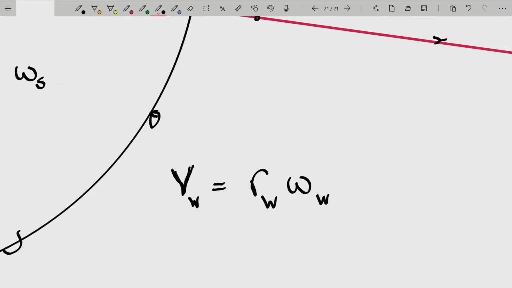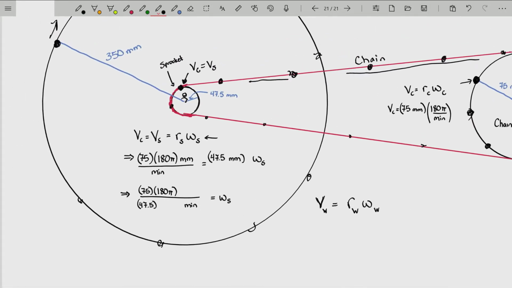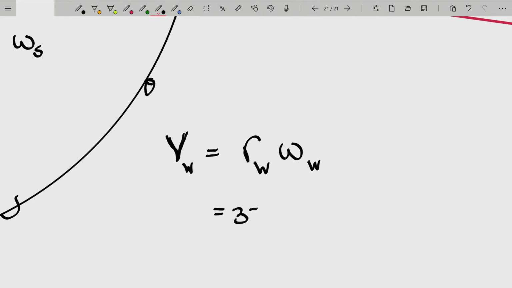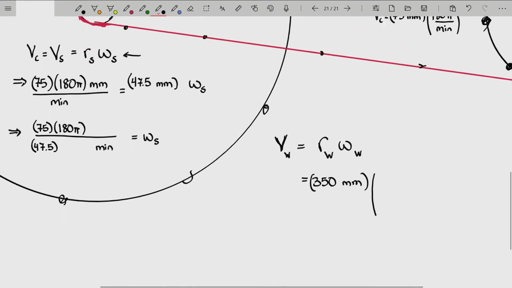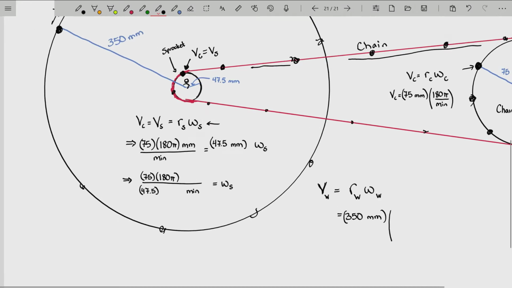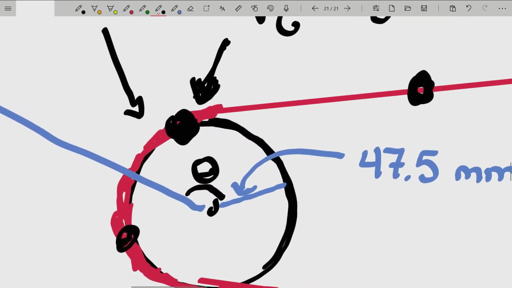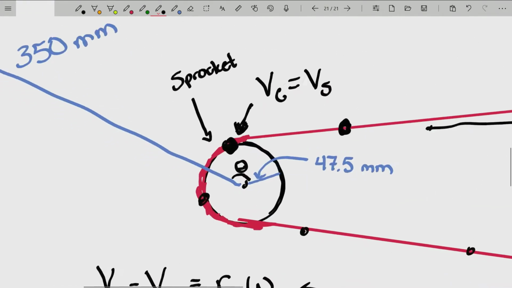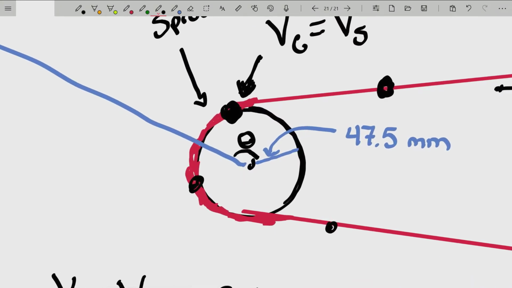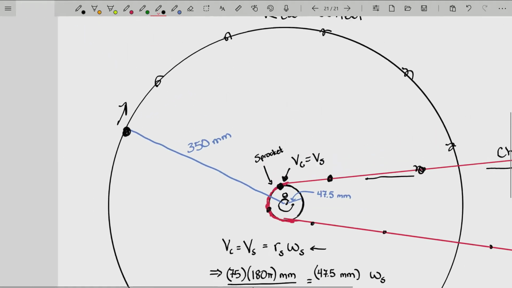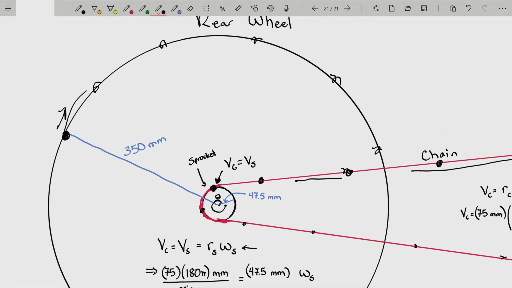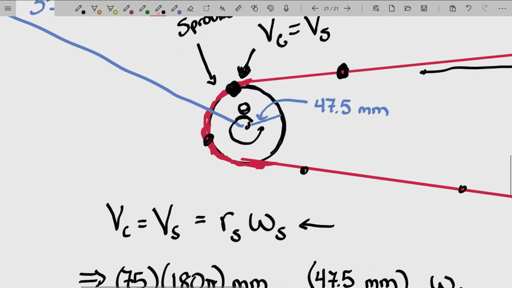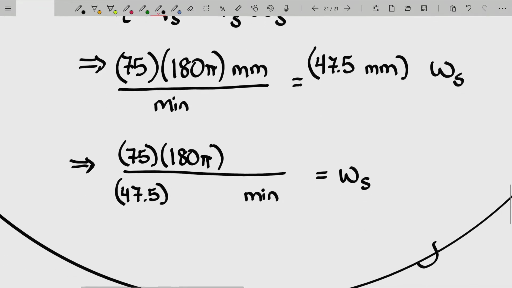Well, we have the radius of the wheel. The radius of the wheel is 350 millimeters. And technically, we actually have the angular velocity of the wheel because we found the angular velocity of the sprocket. And remember, angular velocities don't care about what size circle you're dealing with. So if this angle rotates, let's say we go through a full rotation here in a second, then this tire goes through a full rotation in a second. It's the same angular velocity. So the angular velocity of the sprocket is going to be the same thing as the angular velocity of the wheel.